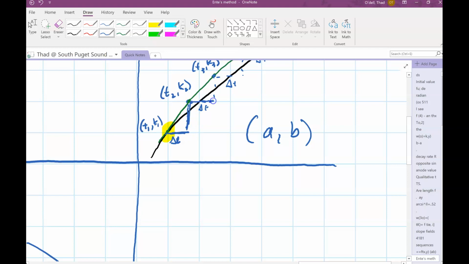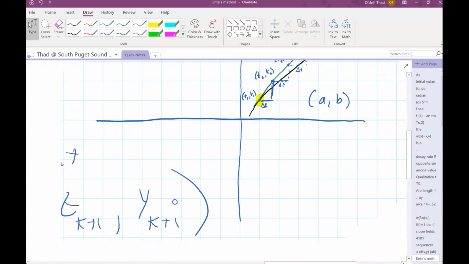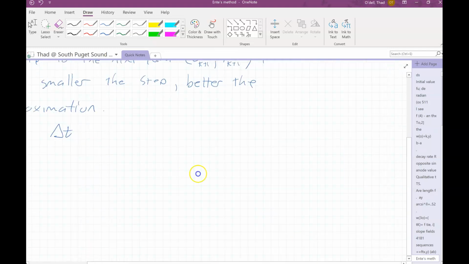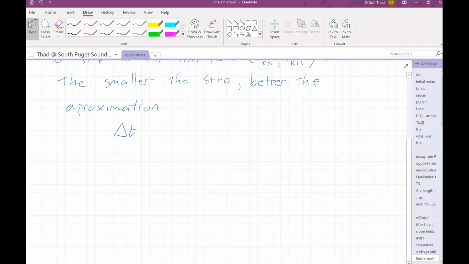But each time we're going to step over. And like I said, I didn't draw these very good. They should have been the same distance each time. So we're going to step the same distance in the t direction, or in the independent variable. And then the tangent line will determine how far we step up in the other direction. Okay? So the question is, how do we get from t sub 1?